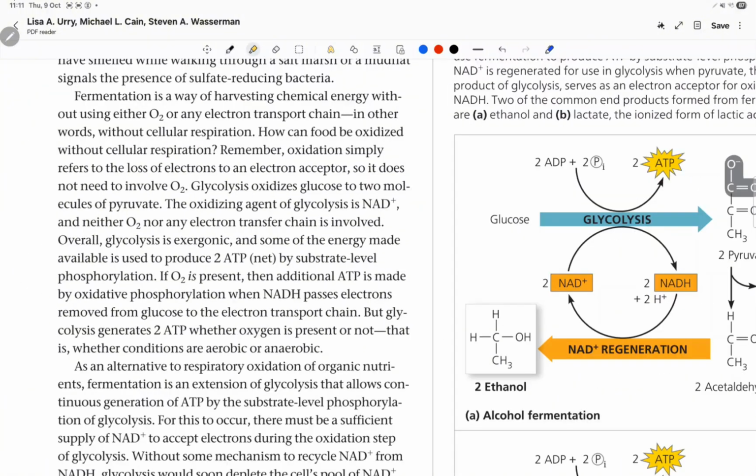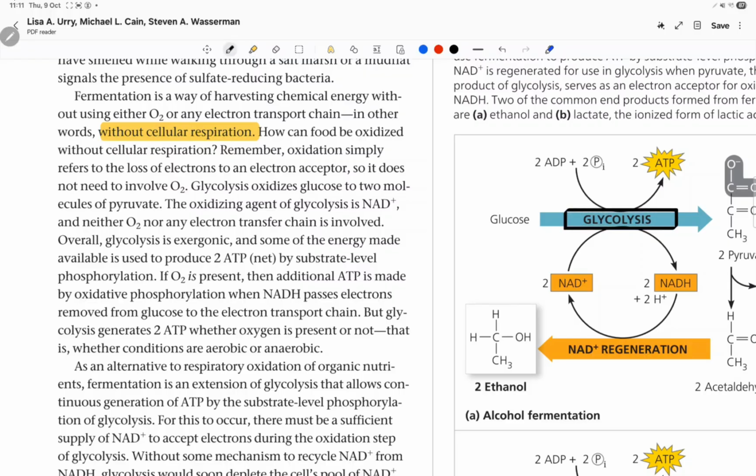So this process will be without cellular respiration, because respiration means O2 is there. There's going to be no O2. We call this anaerobic respiration, basically. So glycolysis has to happen when there is no oxygen.